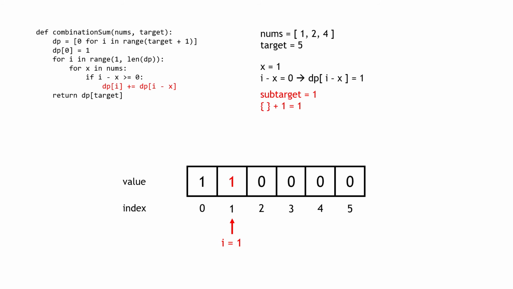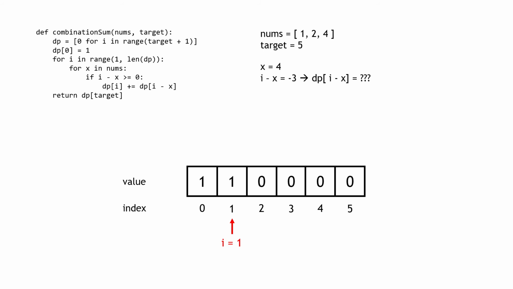Notice that this represents the number of combinations to form 0, which is the empty set, plus 1, which correctly equals 1. Now we move to x being 2. This means that I minus x is negative 1, which is not greater than or equal to 0, so we move on to the next number. This represents the fact that if we have the subtarget of 1 and we subtract 2, then we have overshot into the negatives, which means you can't find a combination. Moving on to x equals 4, again, this causes us to overshoot to a negative number, so we move on.